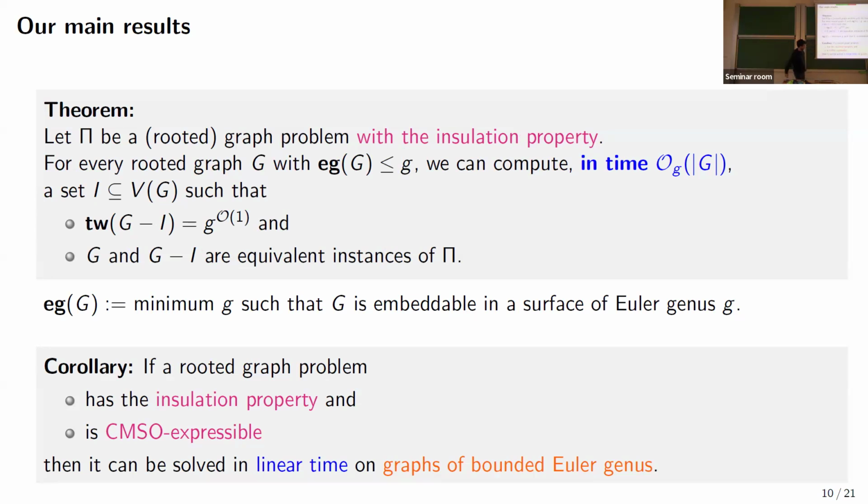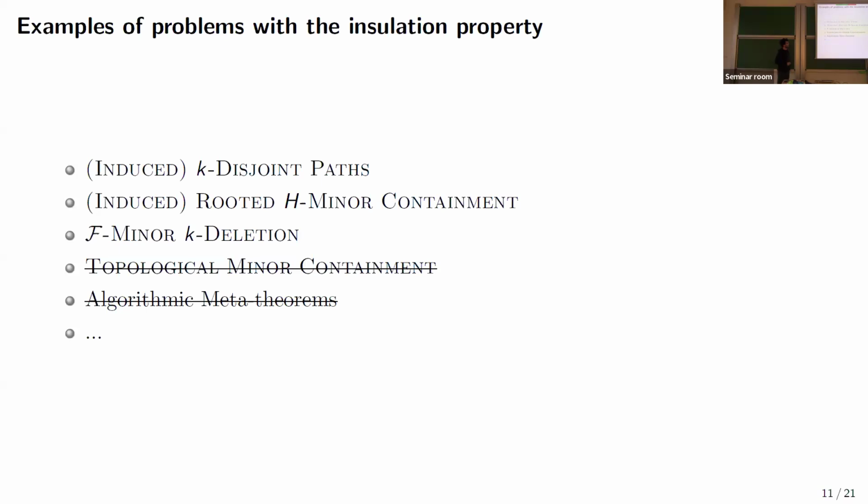Okay, so these are the results, and already the disjoint paths problem has this property. The induced variant, when you ask the paths to be induced, and rooted minor containment and its induced variant also have this property. Hiding minors, deleting some vertices to exclude some graph as a minor. All these problems have this property. So for all these problems, we get linear time algorithms for bounded genus graphs.